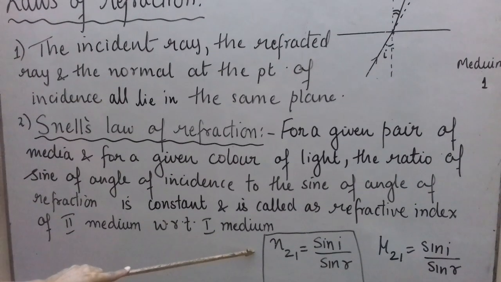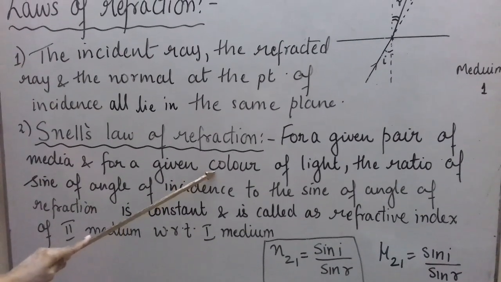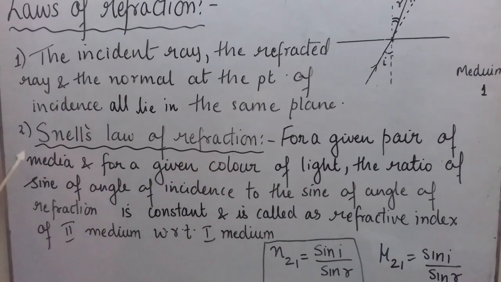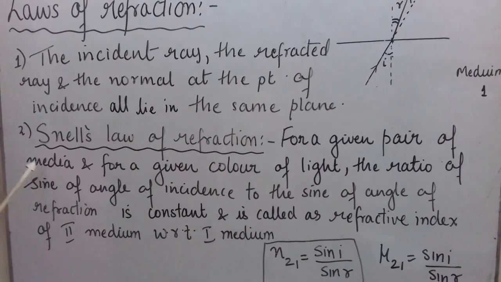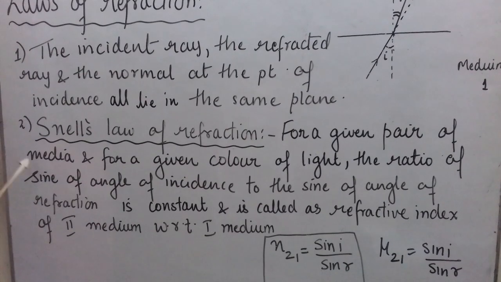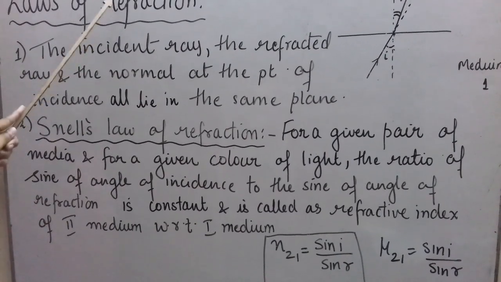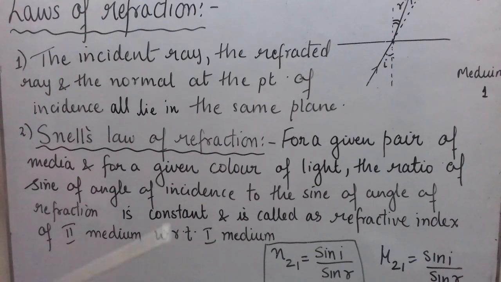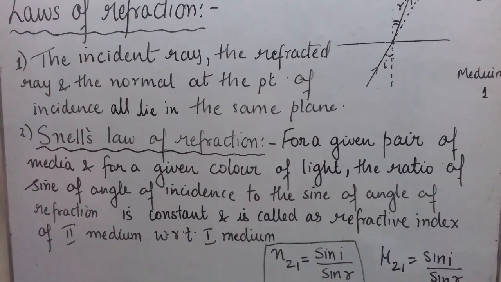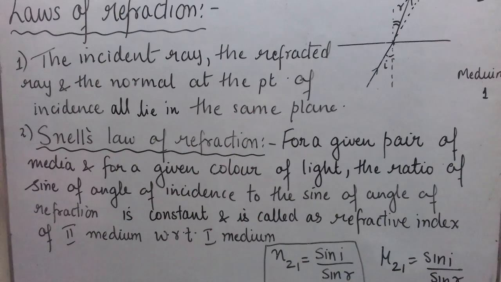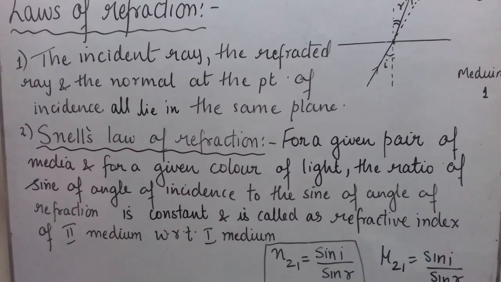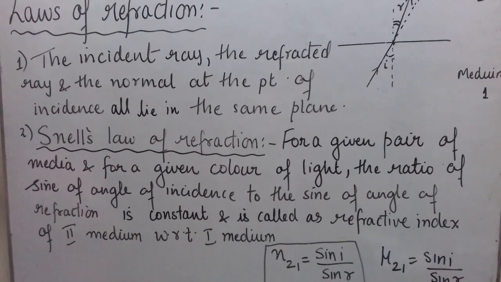But what are the two conditions? One, the color of light should not change. If it changes, the ratio will change. Secondly, the pair of media should not change and even the order should not change. I know it is difficult. Refraction is comparatively difficult when we compare it with reflection, but please revise this topic very well. This is the introduction of refraction part. Hope you will understand this well after revising. Thank you.